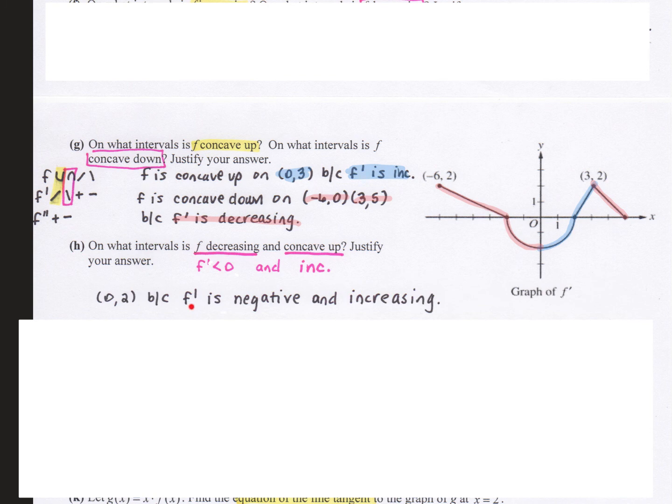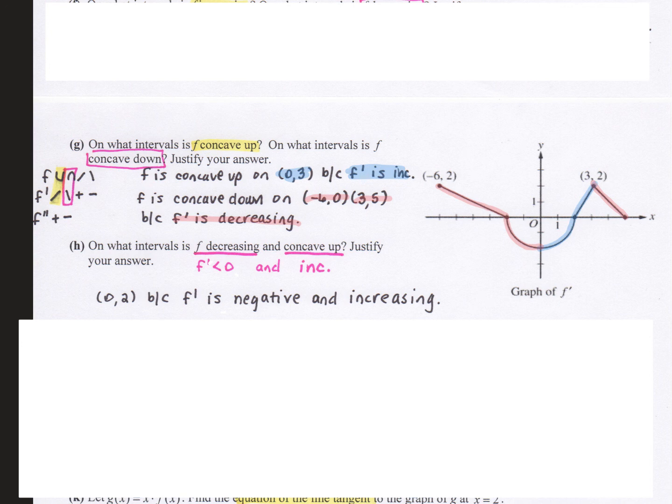Part H is asking me to put 2 of these characteristics together. I need to find where f is decreasing and also concave up. F is decreasing where f prime is negative, and f is concave up where f prime is increasing. So what I'm looking for is where f prime is negative and also increasing. Negative means below the x-axis, so that limits me to these points right here, and also increasing just narrows it down to this blue part. So that would be from 0 to 2. And my reason is just what led me to that interval to begin with: f prime is negative and increasing.